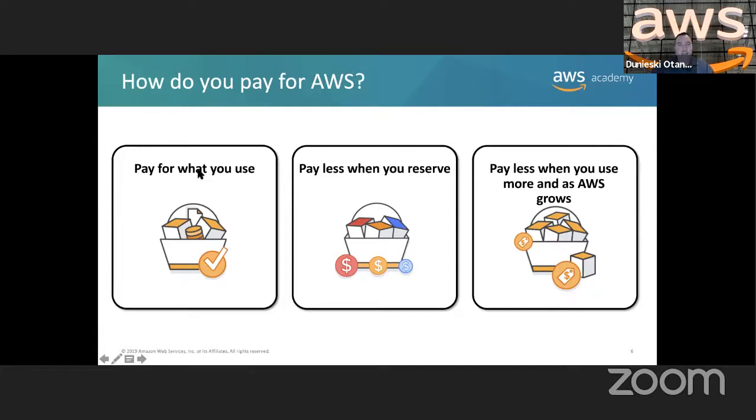Now, you pay less when you reserve. There are 2 types of reservations in AWS. We have 1-year commitment and 3-year commitment. There's no 2-year, there's no 1.5, there's no 2.5.